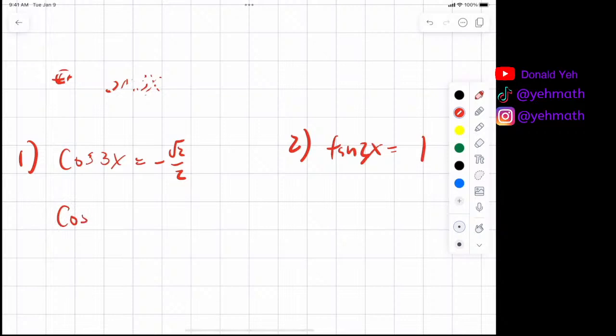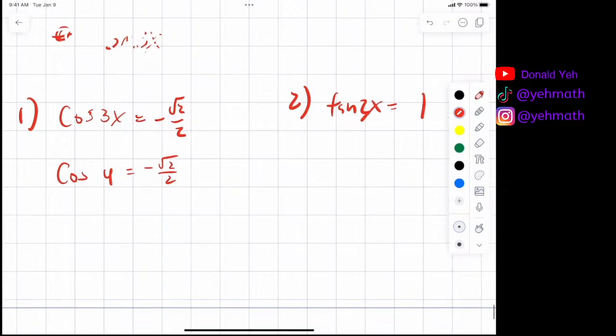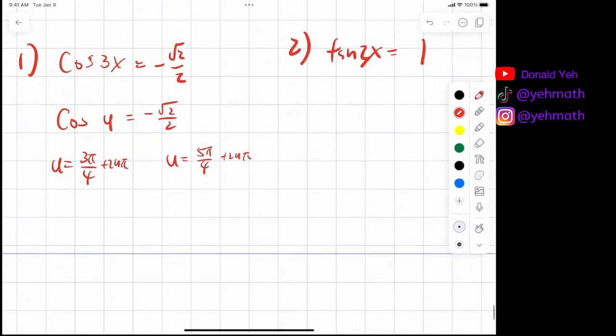So I'm gonna assume that's cosine of u. So far it's okay. When's cosine equal to negative? 3 pi over 4 and 5 pi over 4, plus 2m pi here, plus 2m pi. Now I'm gonna have 3x equal to 3 pi over 4 plus 2m pi and 3x equal to 5 pi over 4 plus 2m pi. I'm gonna divide by 3.